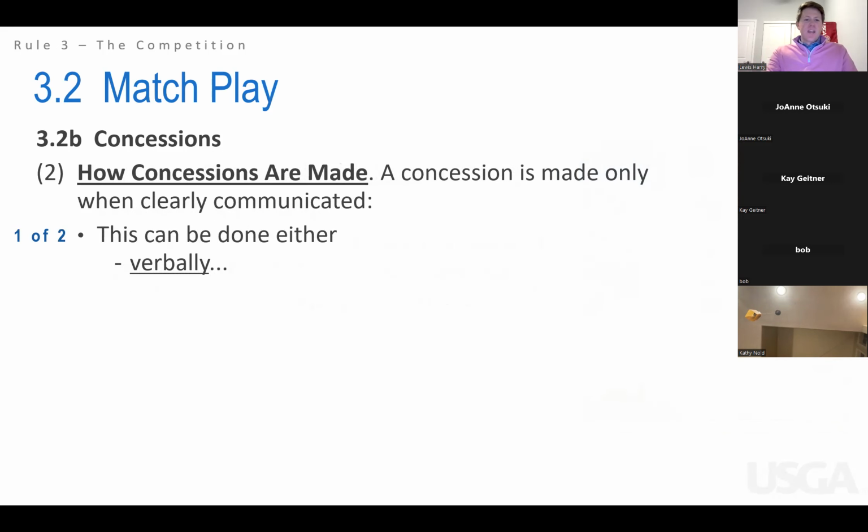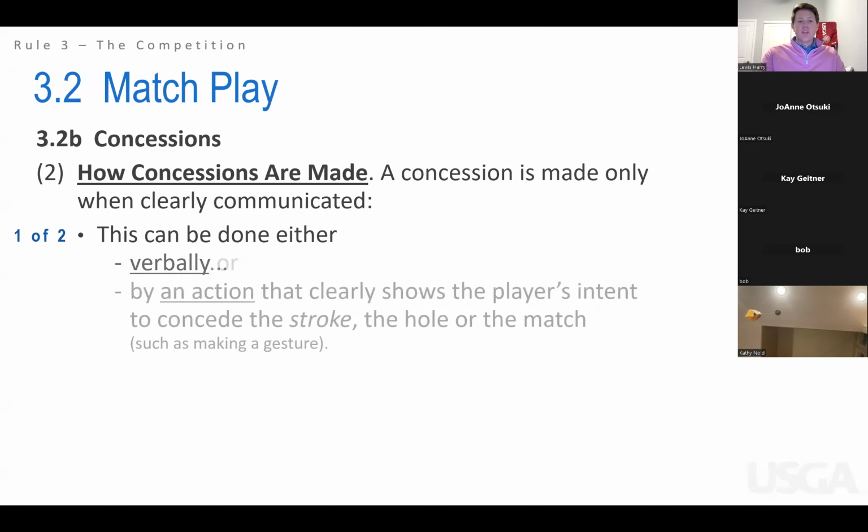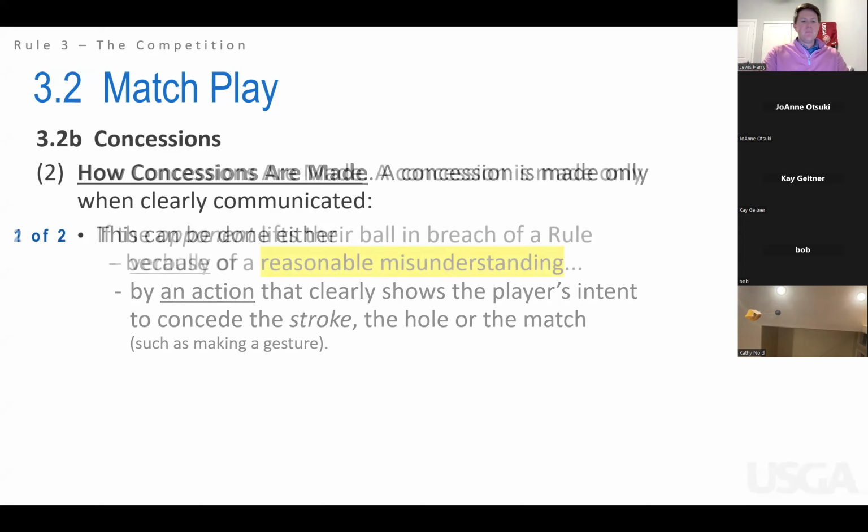Well, how are concessions made? They're only made when we clearly communicate them in a couple different ways. We have to make that concession very clear when we're either conceding the hole, a stroke, or the match. You can either do it verbally, or we can do it with an action that clearly shows our intent to concede the stroke or the hole. Maybe one of these, hey, pick it up. That stroke's good. Thumbs up. Some action that clearly shows that that concession is being made.